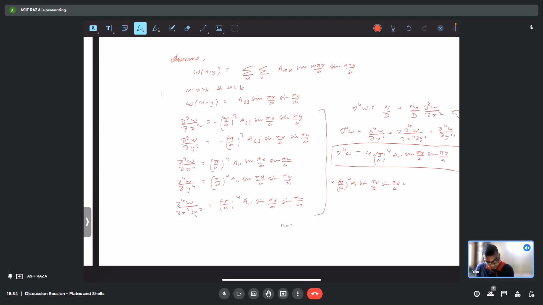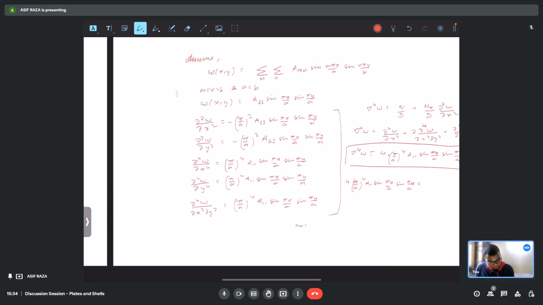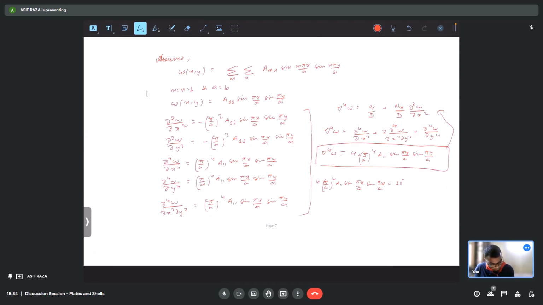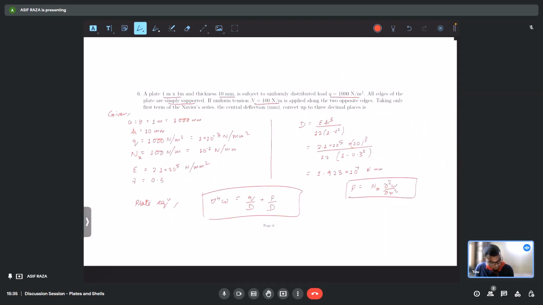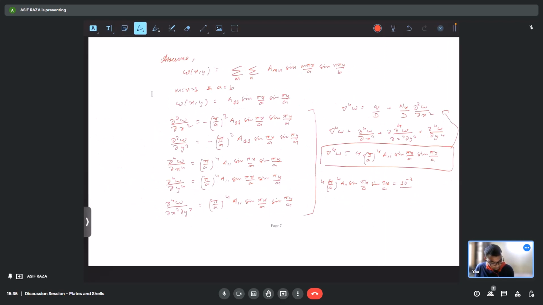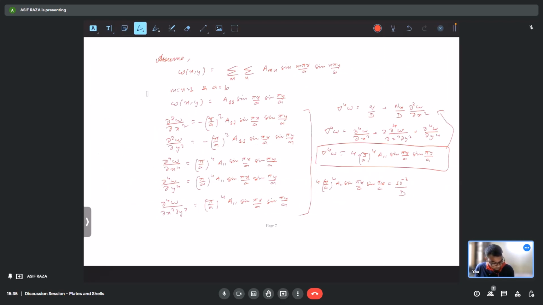Q is equal to 10 to the power minus 3 by D, okay, just write D as of now, plus Nx is 10 to the power minus 1 D. This is del square w by del x square. This would be equal to minus pi by a. Let me write it more properly.